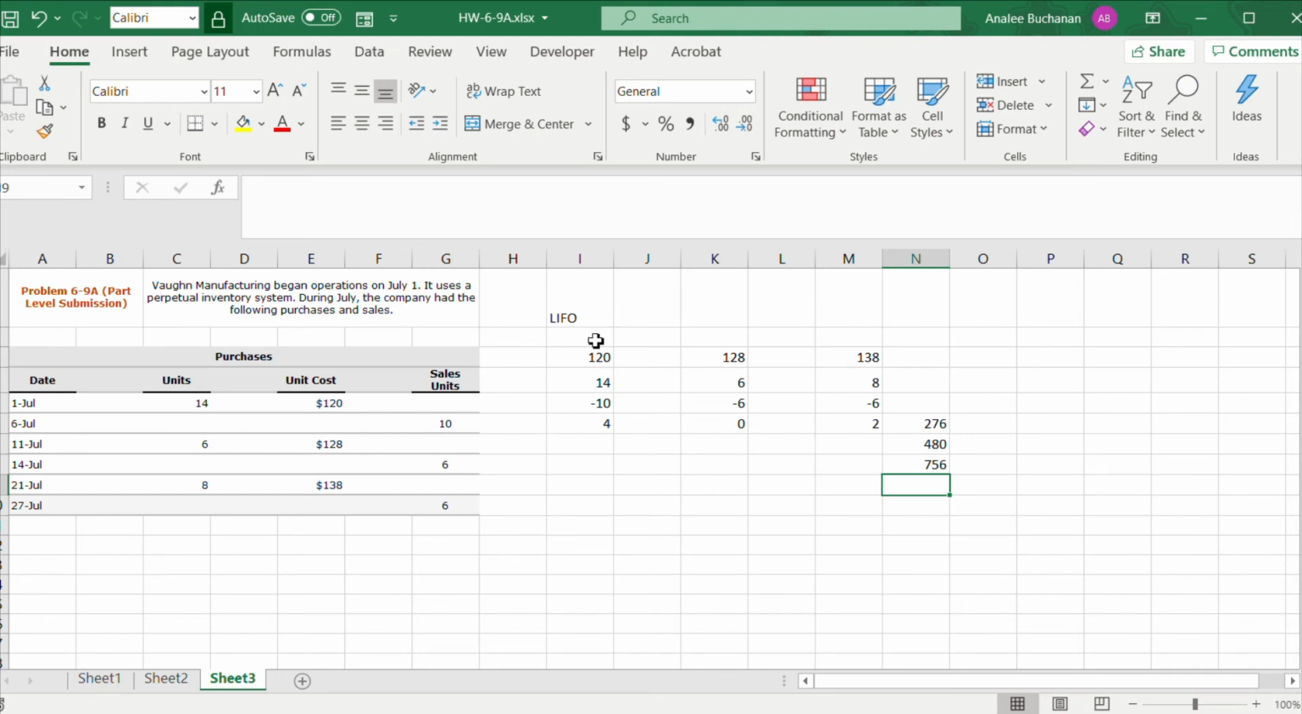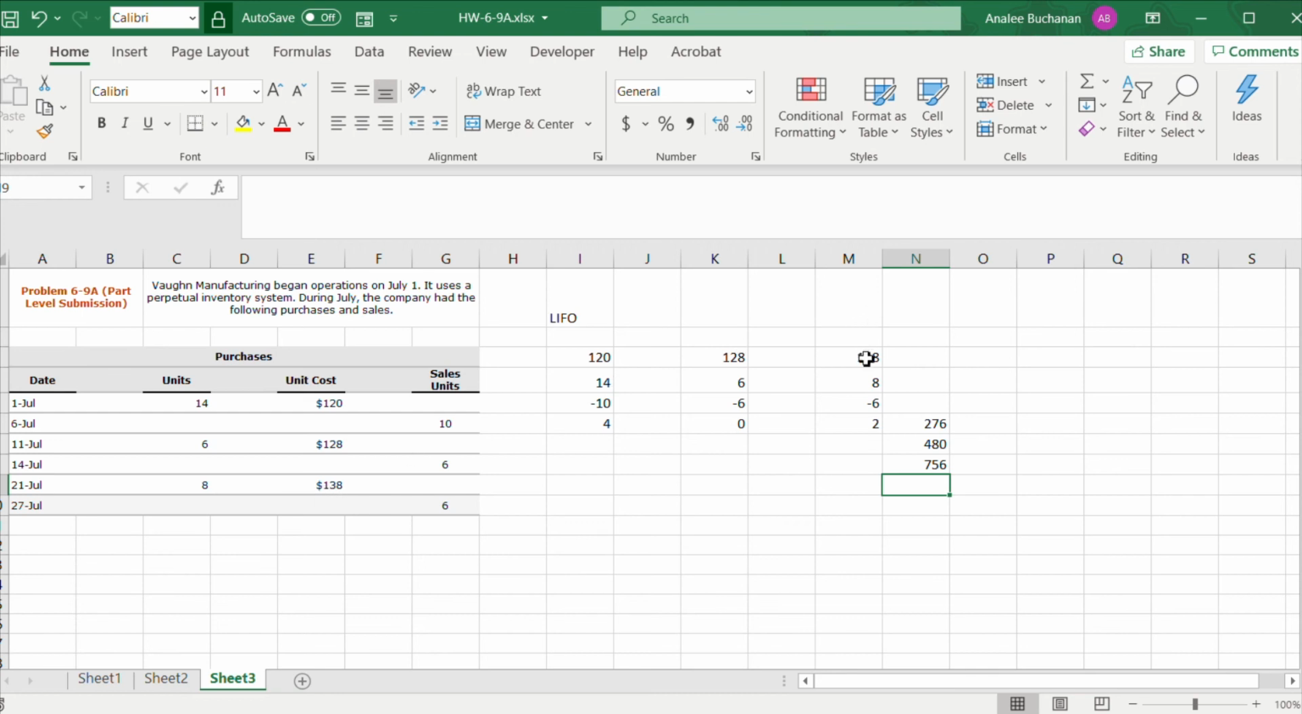Then we do last in, first out. So it's kind of similar. We start with 14 units at 120. And then we sell 10. So that leaves us 4 units at 120. Then we get in 6 units at 128. And then we sell 6 units. Well, we're going to sell the last ones that came in first. So we're going to take all 6 from the 128 category. So that takes us down to 0.